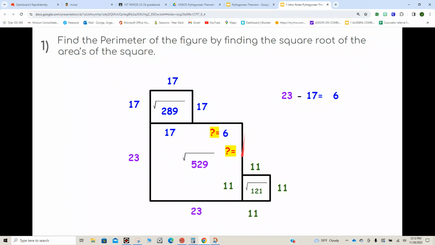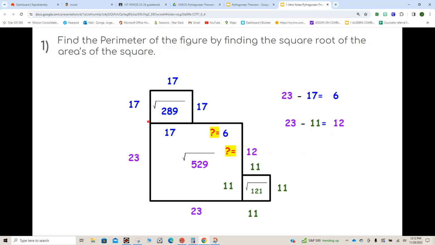So what is this right here? Well, let's look to the opposite side over here. So this is 23, right? And I don't know what this is right here, but I know that this little section is 11. So 11 plus something is 23. Well, let's just subtract 23 and 11. And hopefully you said that you get 12.